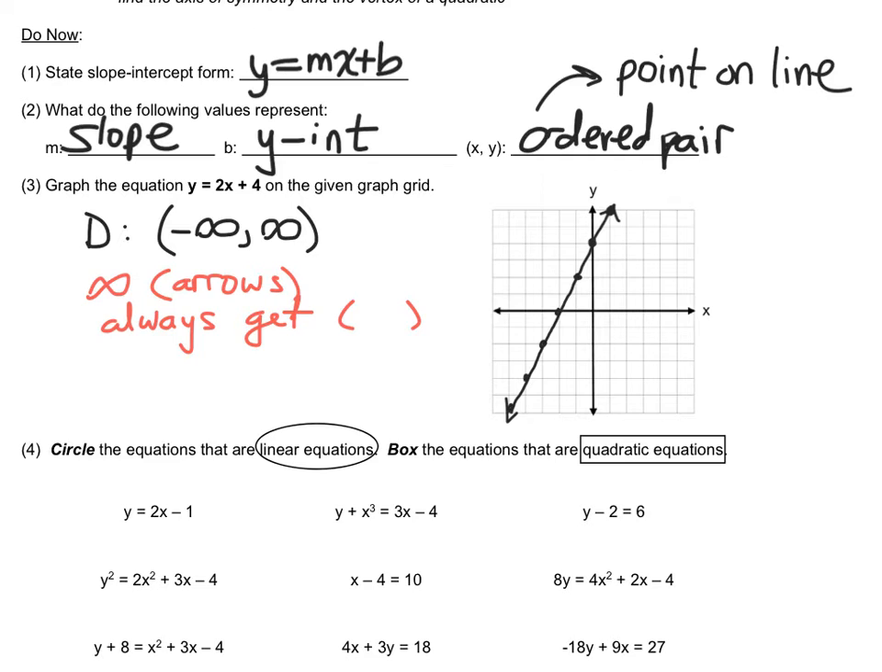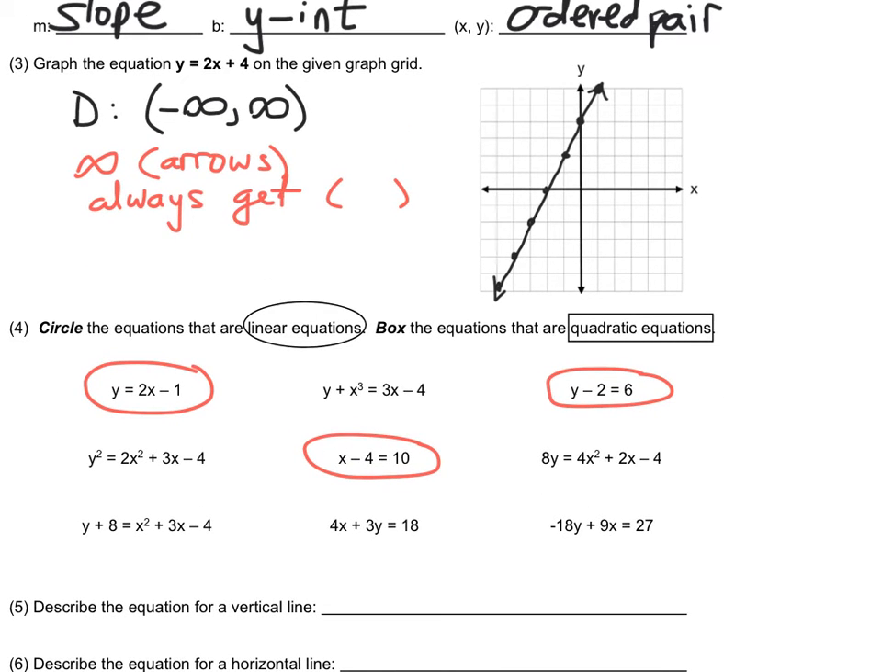Okay, so circle the equations that are linear equations. All right, so anything that doesn't have a power higher than 1 is going to be linear. So we got one right there. And finally one right there. All right, so it looks like we have a total of 5 linear equations. Just as long as you keep track of the number of them, you'll always be fine.